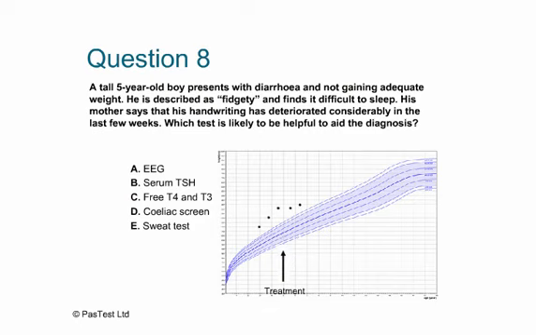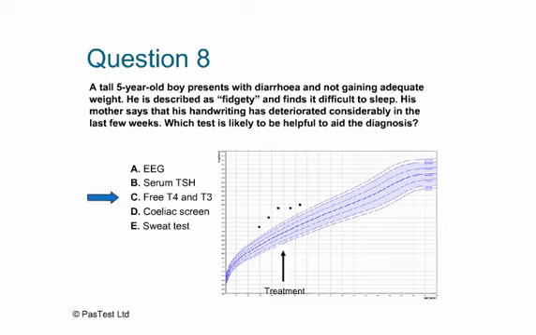Let us now examine this question. A rather tall 5-year-old boy presents with diarrhea and not gaining adequate weight. He is described as fidgety and finds it difficult to sleep. His mother says handwriting has deteriorated considerably over the past few weeks. What do you think should help the diagnosis? The answer is a free thyroxine and a T3 level.